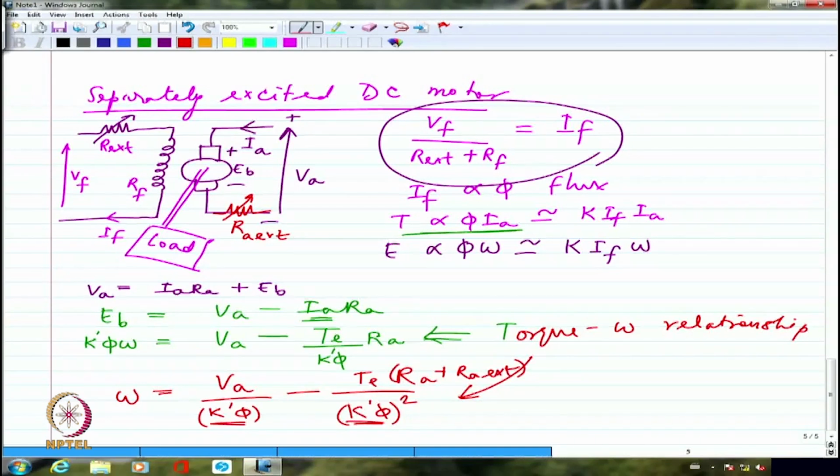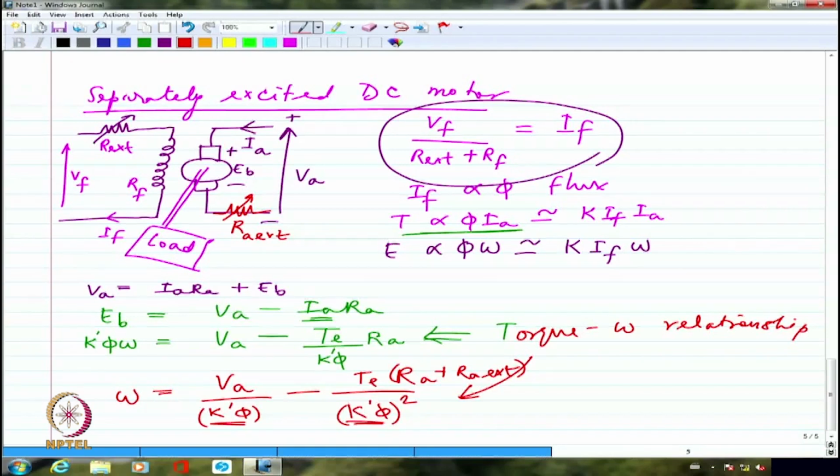So the moment I include a resistance in the armature circuit, I am going to get a variation in the speed while developing the same amount of torque. So I will be able to adjust the speed by adjusting the external armature resistance. Internal resistance, I can't do a thing. It is set in stone. So I can include an external resistance to bring down the speed at a given torque value.